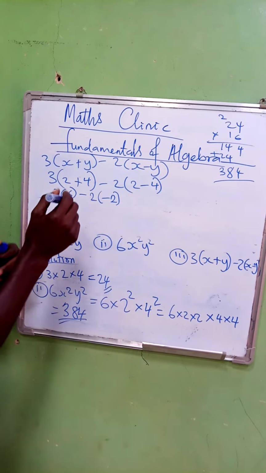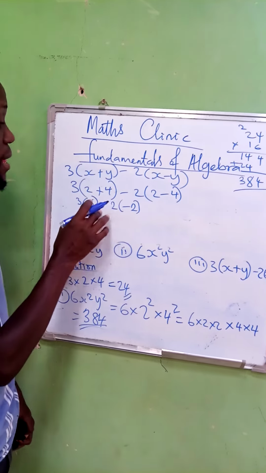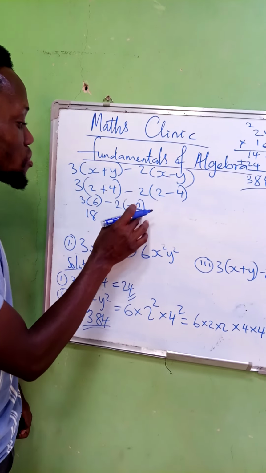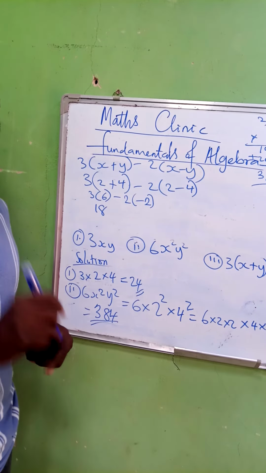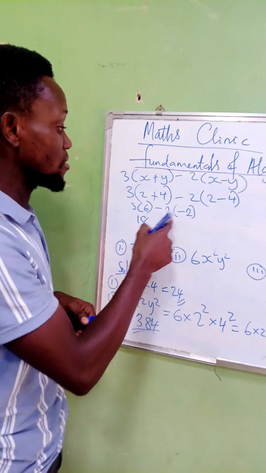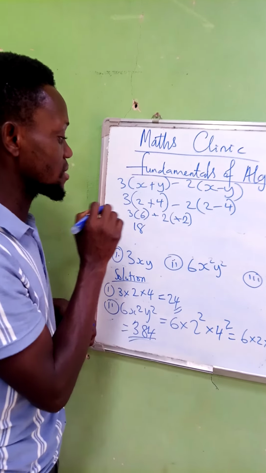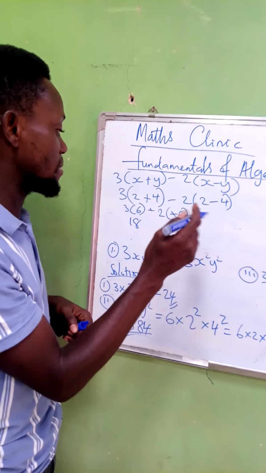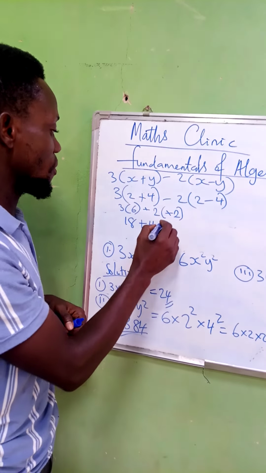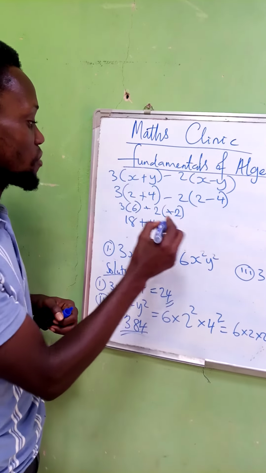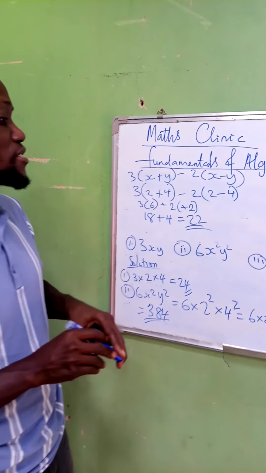Now 3 times 6 gives us 18, minus 2 multiplying minus 2. Now when we have minus multiplying minus, the result will actually give us a positive number. This minus cancels this minus, and that gives us a positive number, meaning this is plus 2 times 2, which will give you 4, and that gives us 18 plus 4, which will give us 22.